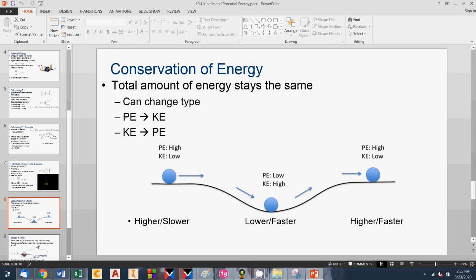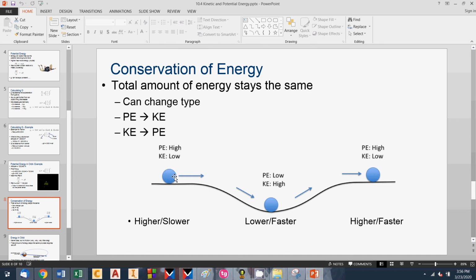So here are a couple of ways we can transform energy. Potential energy can turn into kinetic energy, and kinetic energy can turn into potential energy. They can switch back and forth. It's not permanent. Once one switches to the other, it's not stuck that way. It can shift right back.